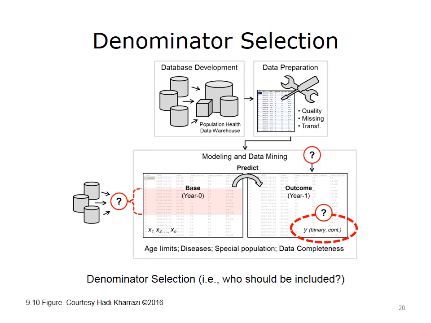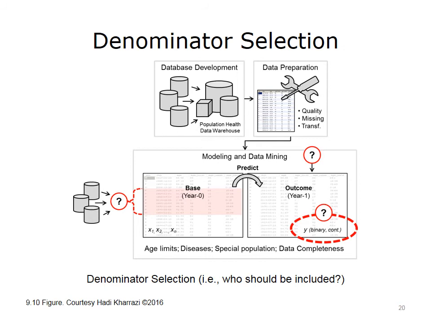The complexity of the denominator selection process affects predictive model development. The top half of this diagram refers to the starting point of the population health modeling process. The bottom half of the diagram shows the modeling and data mining phase of this process. The highlighted rows of the base data set show that only a segment of the data is going to be used for model development and training. This selection could be based on various factors ranging from the age of the denominator to the data quality of the selected rows.